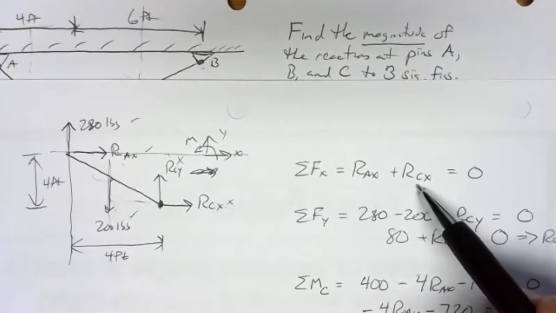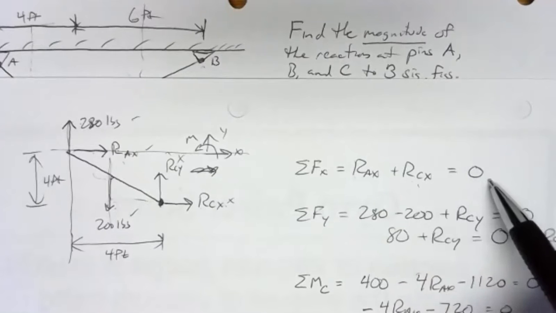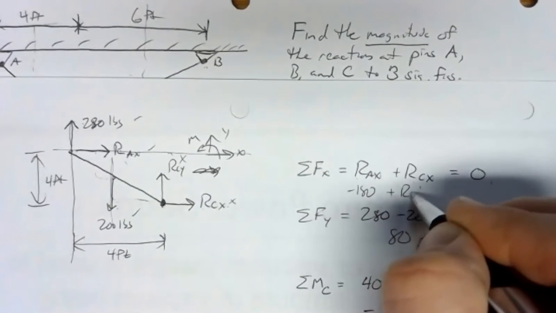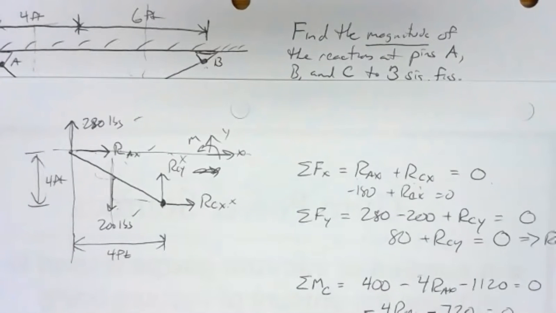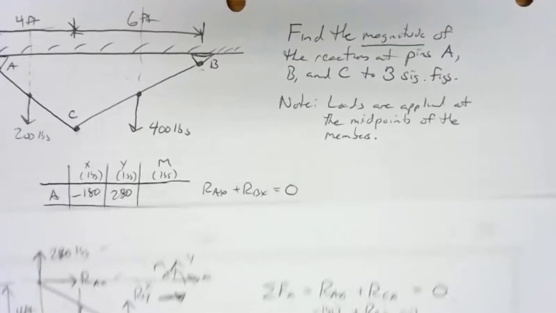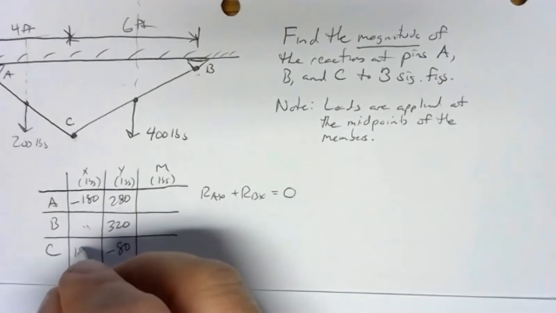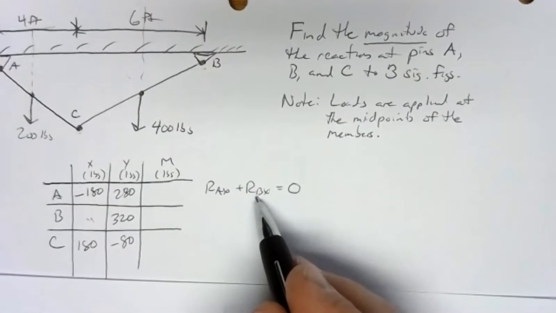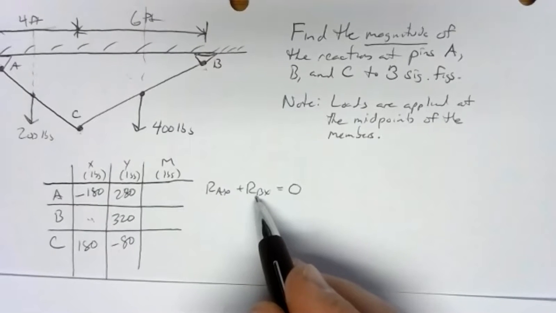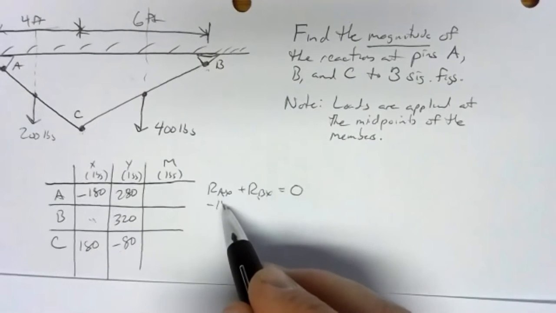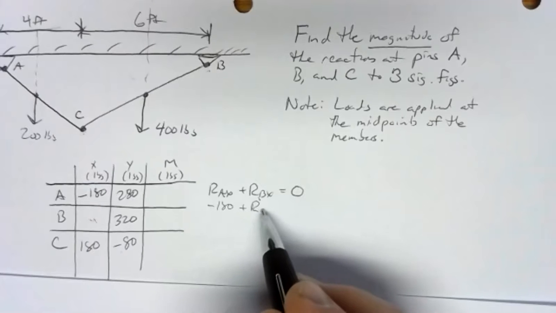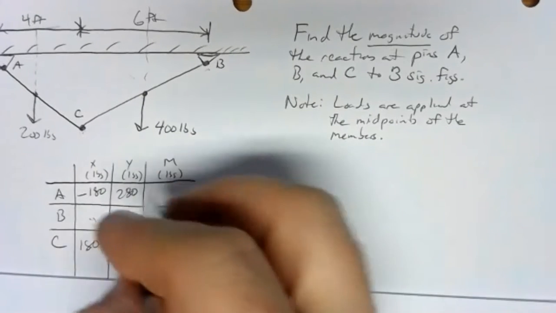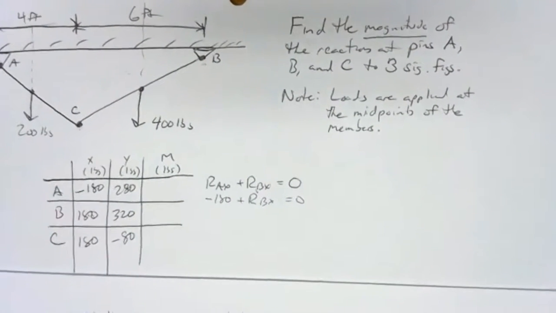Still two unknowns, BX and CX. Well, CX we can get from RAX plus RCX equals 0. RAX is negative 180. So negative 180 plus RCX equals 0. So RCX must equal positive 180. And then our final answer will come from the equation we couldn't use from our external problem. RAX is negative 180. So negative 180 plus RBX equals 0. So RBX must equal a positive 180.